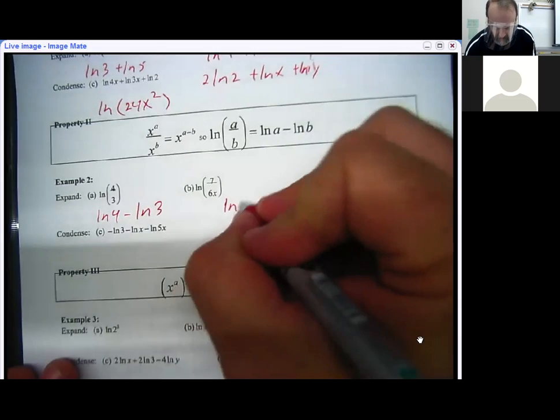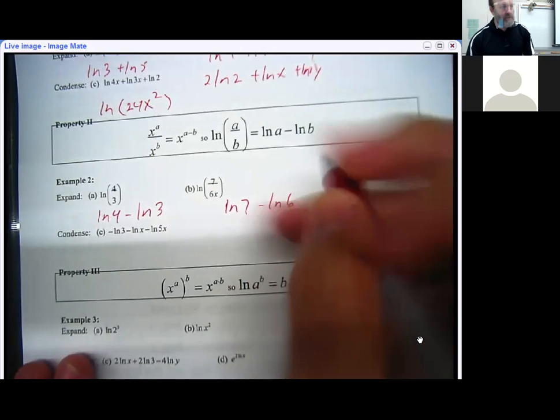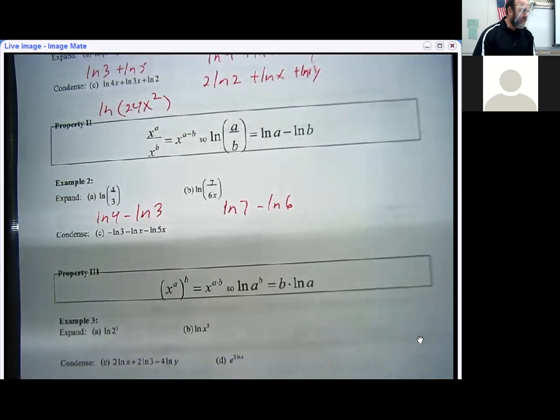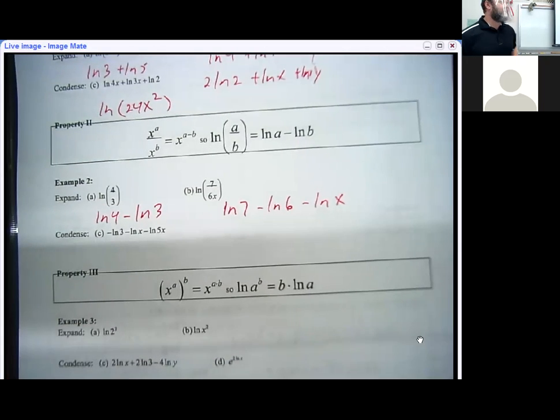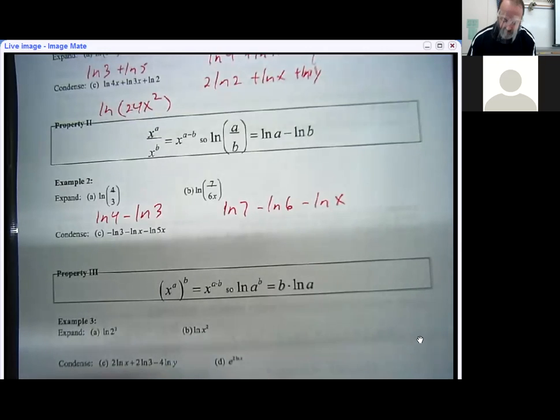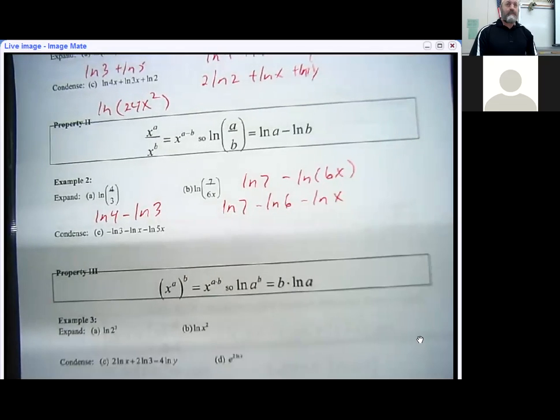This is the natural log of 7 minus the natural log of 6. You guys okay so far? Oh, this is going to really irritate some of you. Minus the natural log of x. I'm seeing furrowed brows some. What were 6 and x? Weren't they multiplied together? That's fine. You guys okay? Well, they were being multiplied together, weren't they?